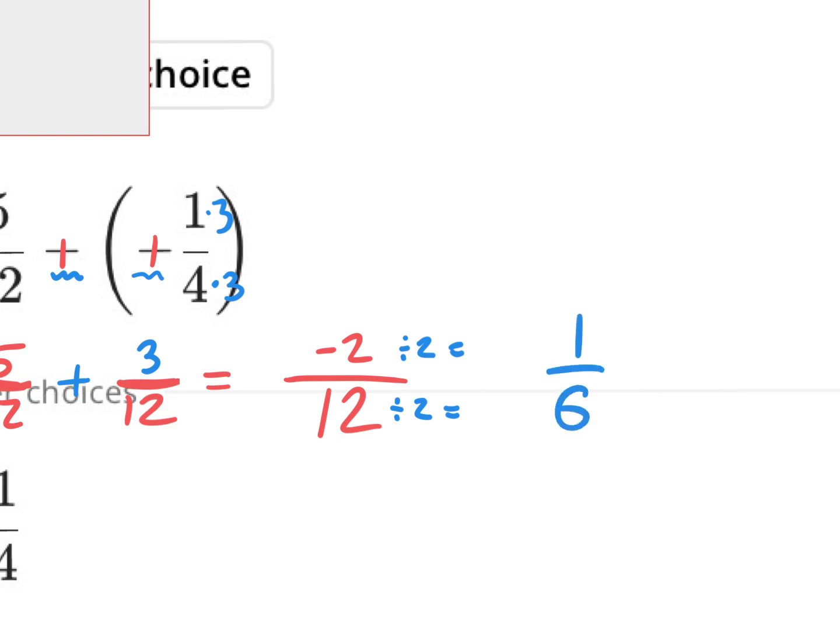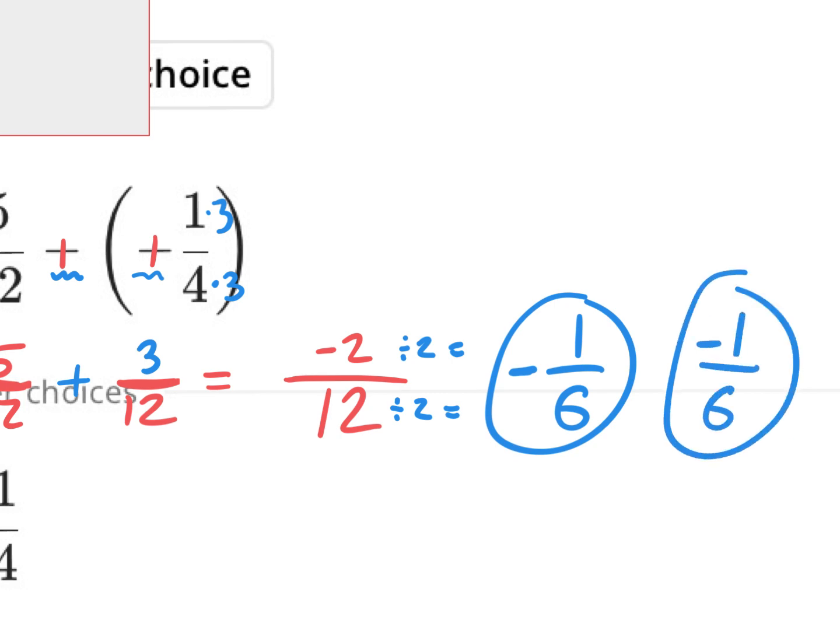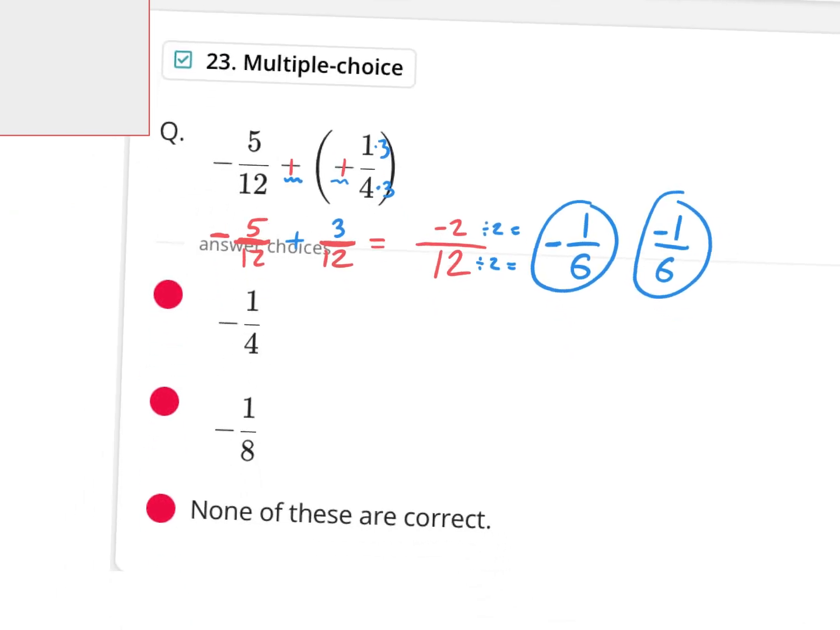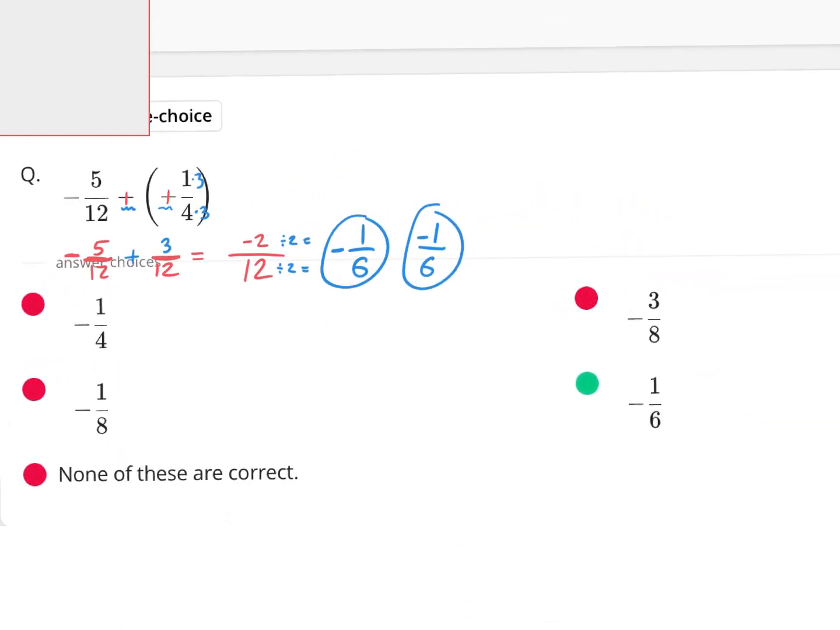Negative 1 over 6. And you could put that negative sign out in the front, or of course you could leave it up on top. Either one of these are totally acceptable. When we look at our multiple choice answers, it's written out in the front. Okay, so negative 1/6 is the correct answer to that one.